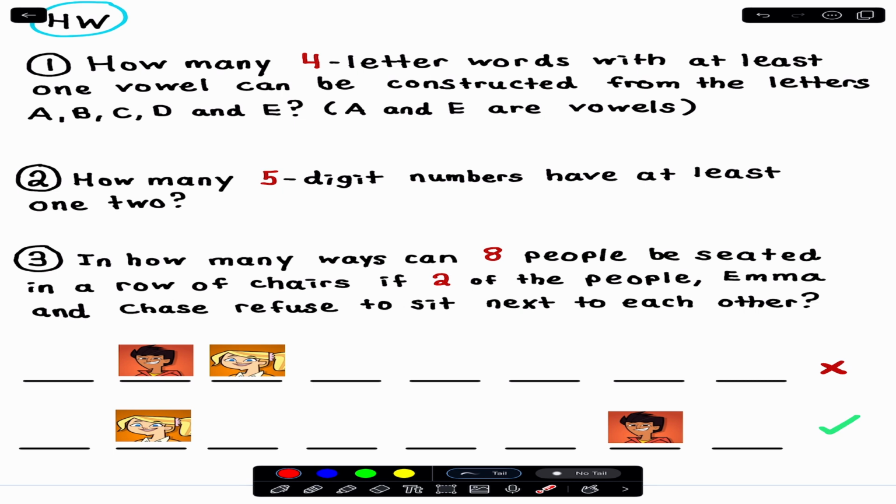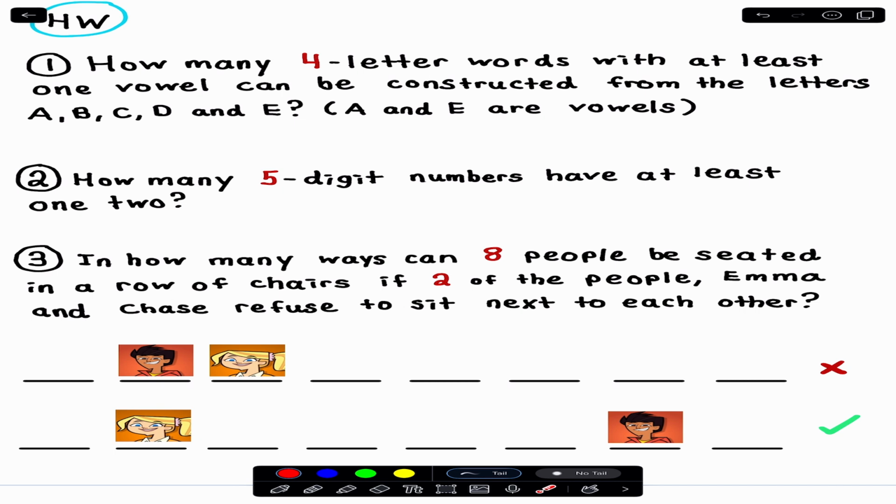And the way you would change this question is you would keep everything the same. So in how many ways can 8 people be seated in a row of chairs if 2 of the people, Emma and Chase, instead of refuse to sit next to each other, maybe we can instead say if they insist on sitting next to each other. So now we have to keep them together like this, as a block. And that's my hint to you, as a block.